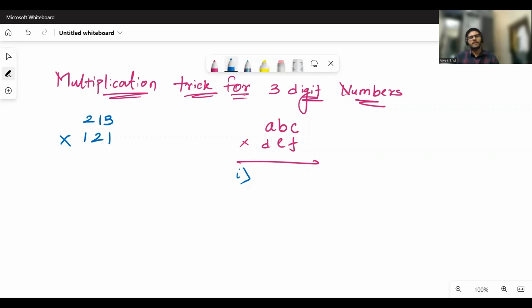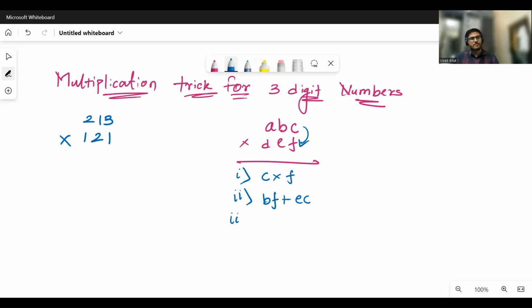The first step will start from the extreme right side, that means the digits which end the numbers. So the first step is to multiply C with F, so it's C times F. Second step: we multiply the second digit B with F, and E with C, and we add them, just like what we did for two-digit numbers.